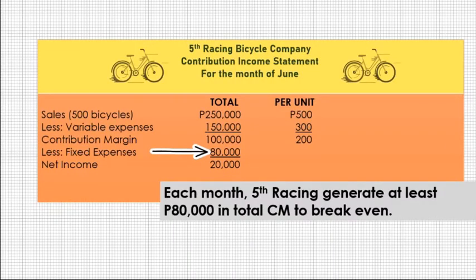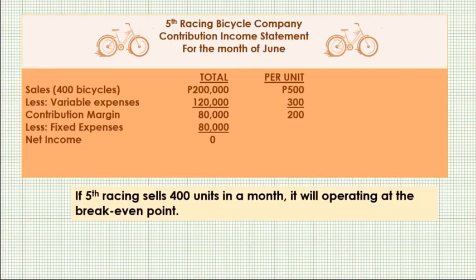Each month, Fifth Racing must generate at least 80,000 pesos in total contribution margin to break even, which is the level of sales at which profit is zero. If Fifth Racing sells 400 units in a month, it will be operating at the break-even point. Total sales will be 400 units times 500 pesos each or 200,000 pesos, and total variable expenses will be 400 units times 300 pesos each for 120,000 pesos. Contribution margin is exactly equal to total fixed expenses.